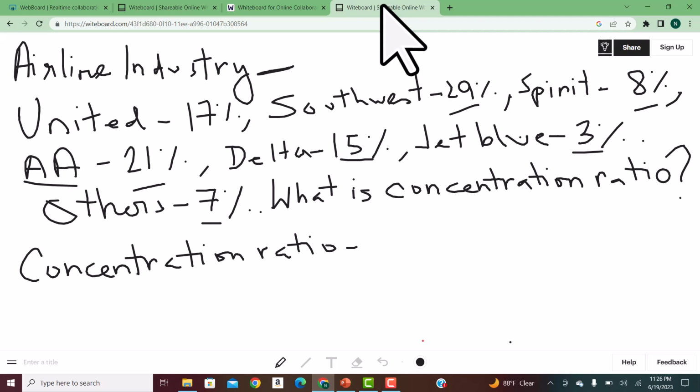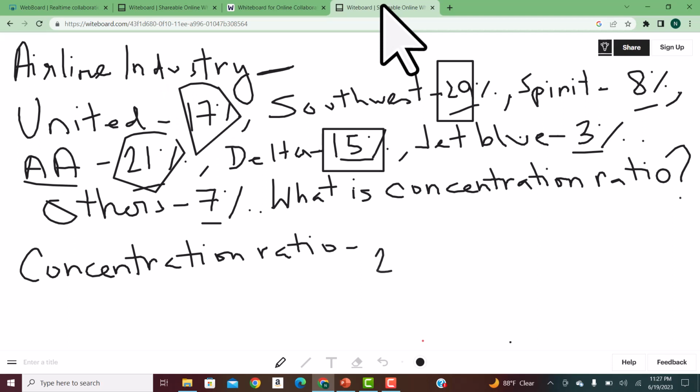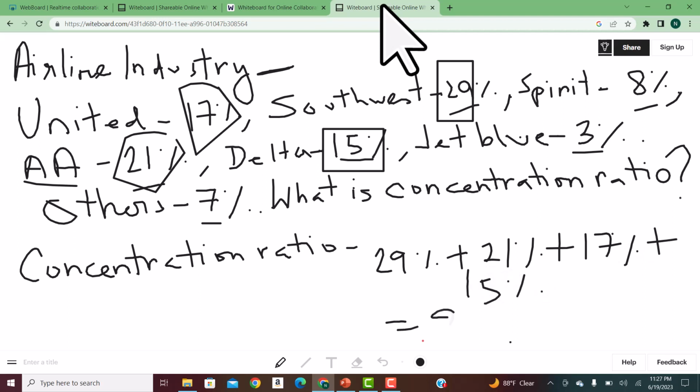Based on this, what is the concentration ratio? Remember again, concentration ratio is for the top four firms. The top four firms here are American Airlines at 21%, Southwest Airlines at 29%, Delta at 15%, and United at 17%. So we take 29% plus 21% plus 17% plus 15%, and if we compute that, we end up with 82%. What this number tells us is that these four firms, United, Southwest, American, and Delta, alone control 82% of the airline industry. That is what the concentration ratio tells us. I hope that is clear to you guys.